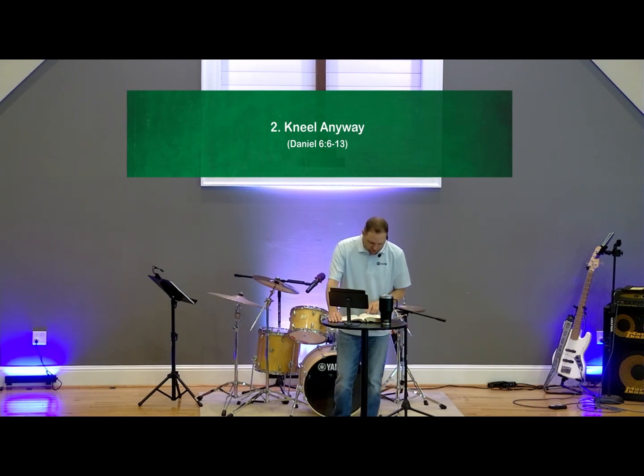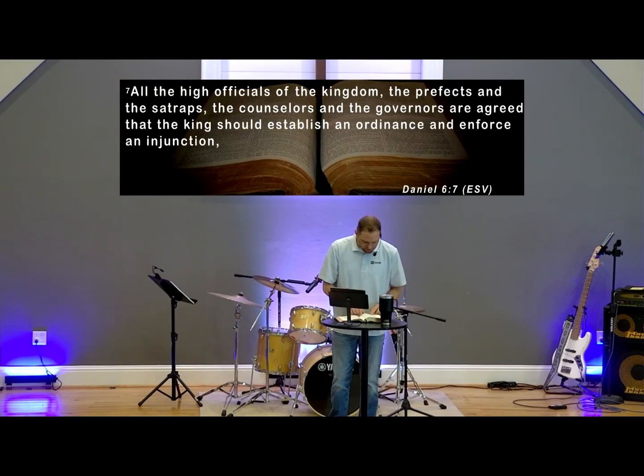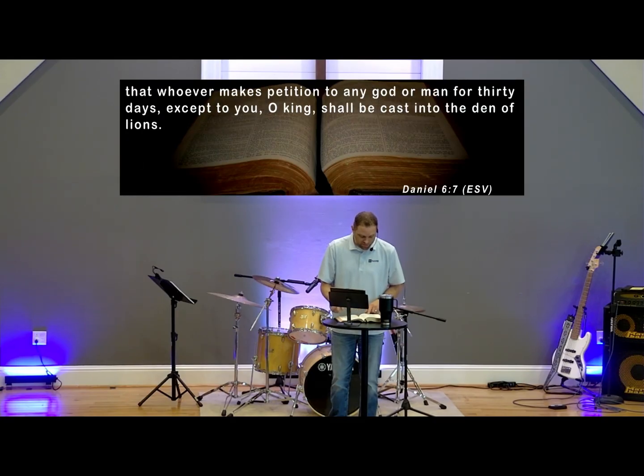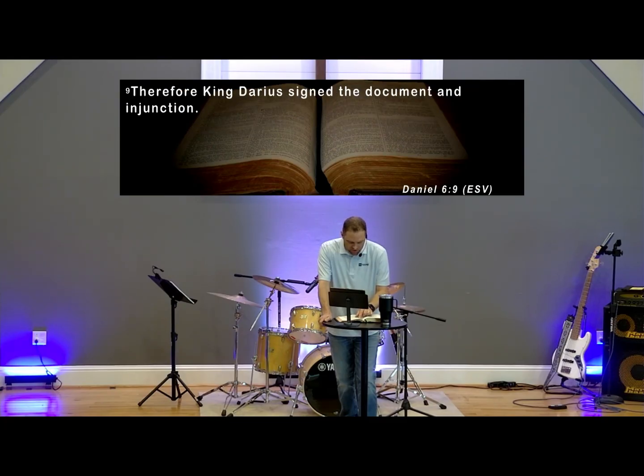So then these high officials and satraps came together in agreement to the king and said to him, O King Darius, live forever. All the high officials of the kingdom, the prefects and the satraps and the counselors and the governors are agreed that the king should establish an ordinance and enforce an injunction that whoever makes a petition to any god or man for 30 days, except to you, O king, shall be cast into the den of lions. Now, O king, establish the injunction and sign the document so that it cannot be changed, according to the law of the Medes and the Persians, which cannot be revoked. Therefore, King Darius signed the document and injunction.